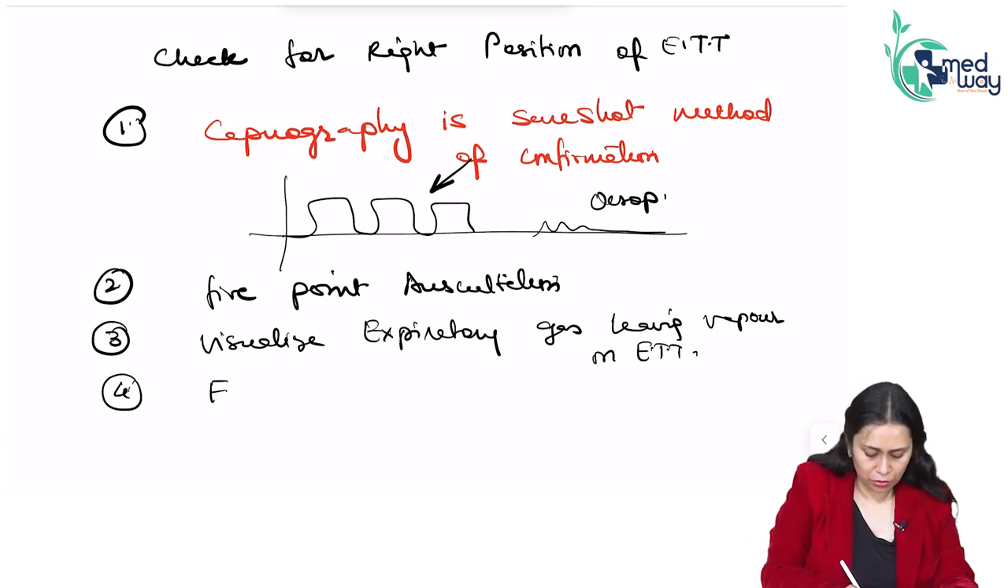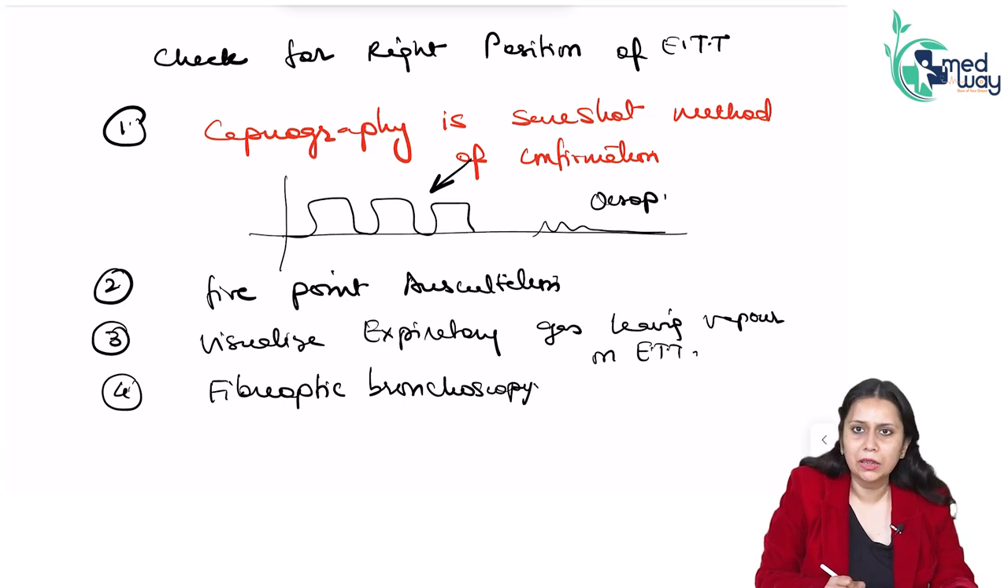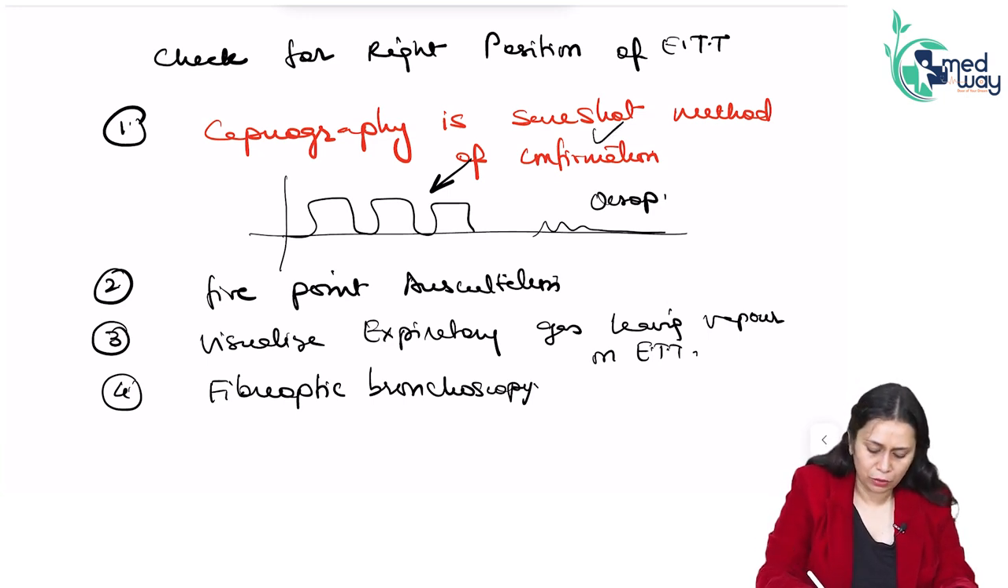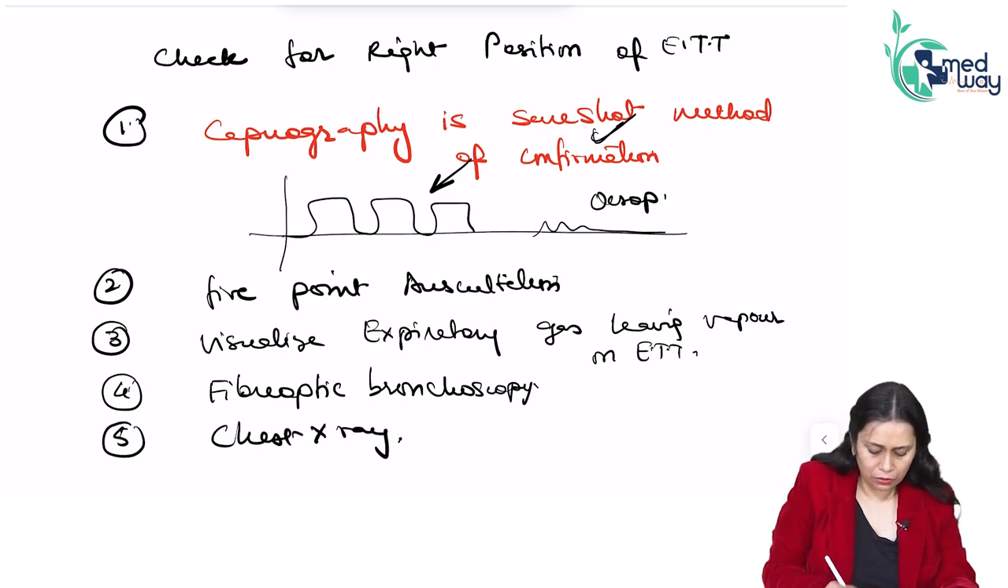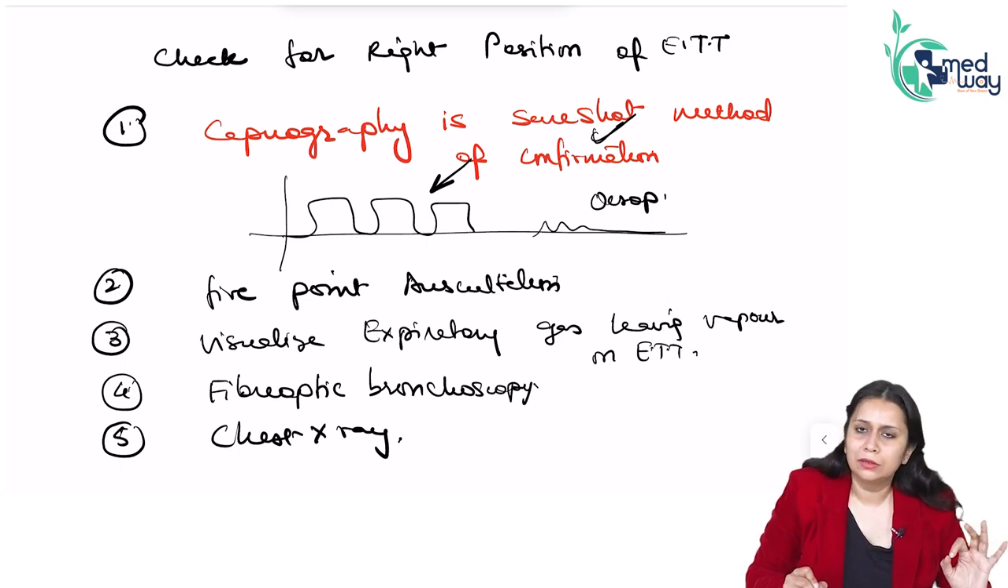Then there are other ways which are not very quick but can be used. Fiber optic bronchoscopy. This is also confirmatory, but it is not something we do immediately. So for sure shot, we still answer capnography. And then chest X-ray. So these are the ways of checking the right position of the ET tube.